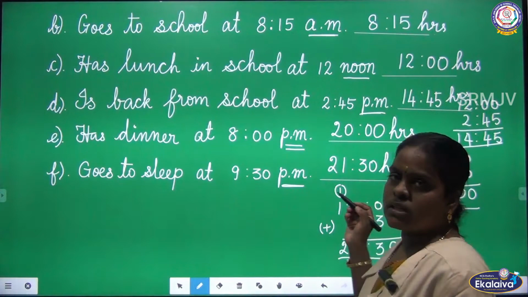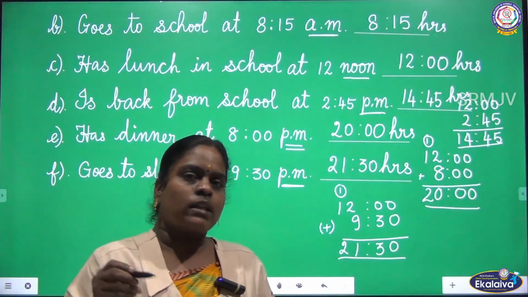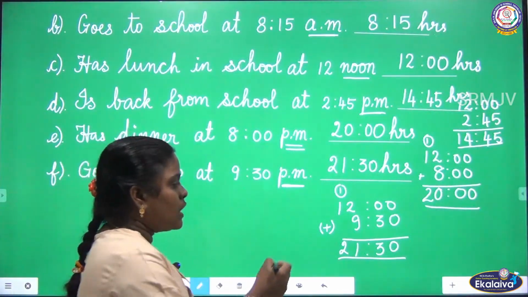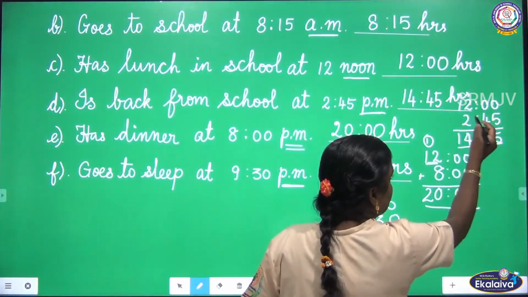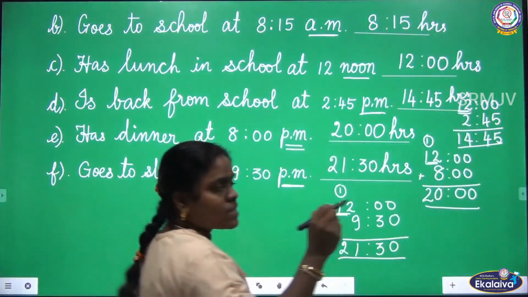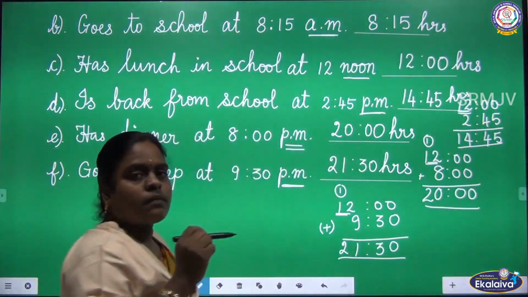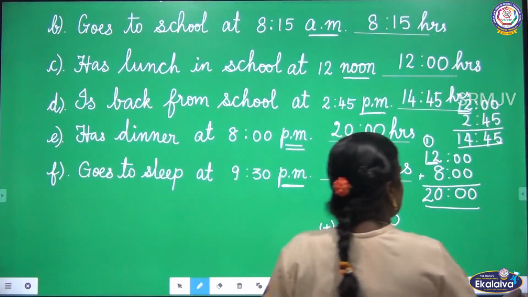So is this clear, children? To convert 12 hours into 24 hours clock time, if p.m. is given, you have to add 12 with the given time. Suppose if a.m. is given, you just write the given number and add the term hours only. Is this clear? Let us move to the next Roman letter.